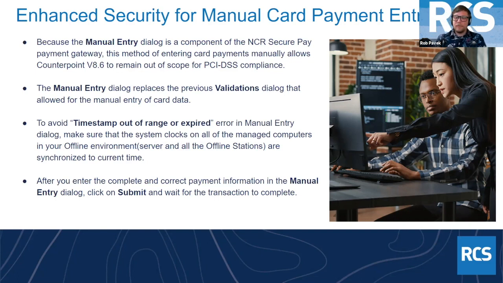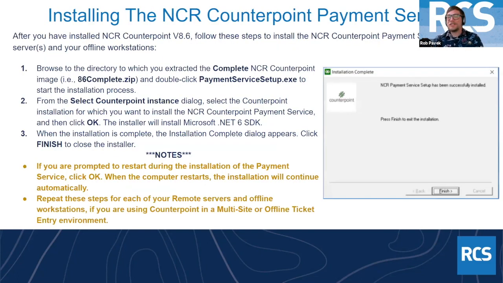All right. So now, how do we install it? Let's go through the quick process. Once you've installed Counterpoint version 8.6, let's follow these steps. And you have to do this again on your servers, terminal servers, and offline workstations. So you would have your complete NCR Counterpoint image, the 8.6 complete zip that you get off the Radiant retail portal. And then there is an executable called the payment service setup.exe. It says double click. I always right click, run as administrator. Just get in the habit of doing that.